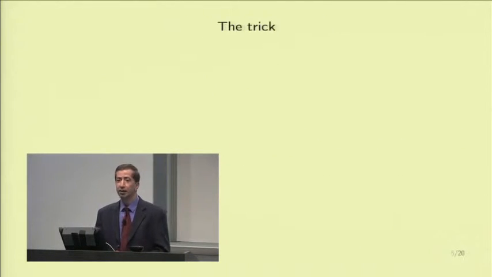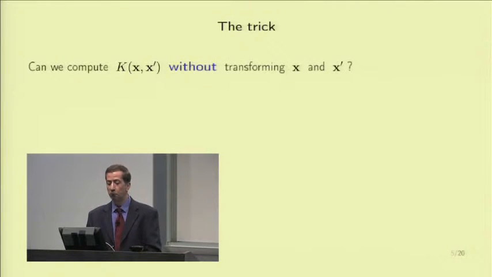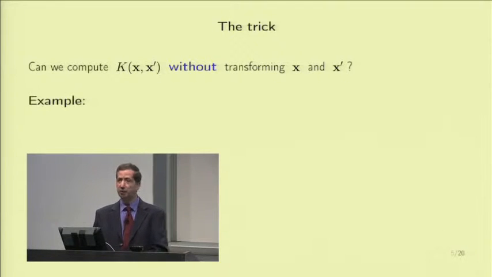Fine. Now we come to the trick, okay? Can we compute this kernel without transforming x and x dash? Okay? So let's look at the example again, okay? I'm going to now improvise a kernel, okay? It doesn't transform things to the Z space and then does the inner product. It just tells you what the kernel is. And then I'm going to convince you that this kernel actually corresponds to a transformation to some Z space and taking an inner product there, okay?